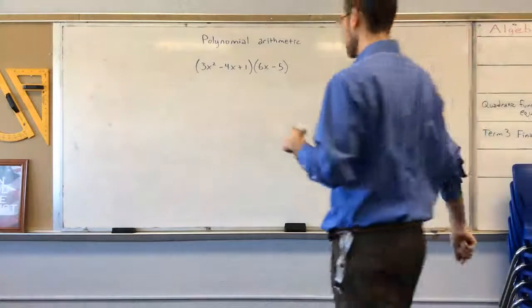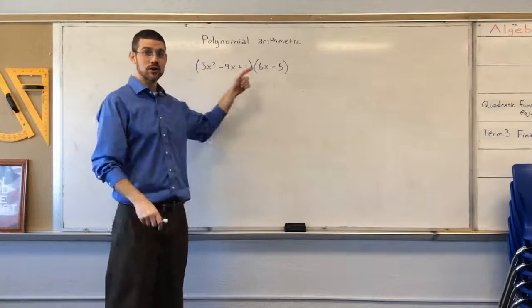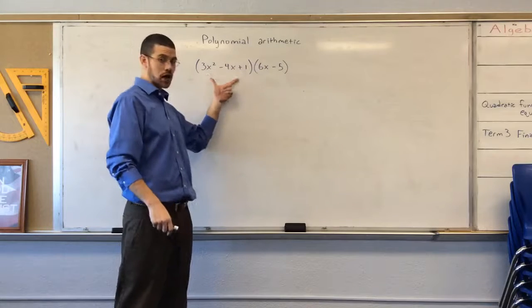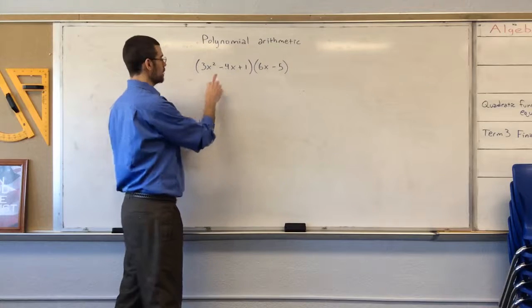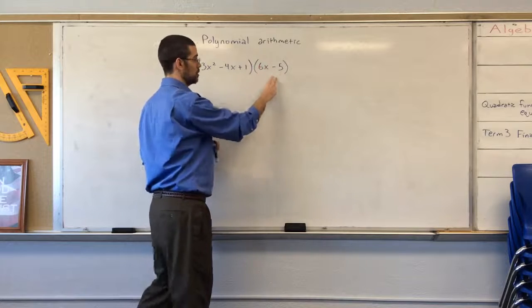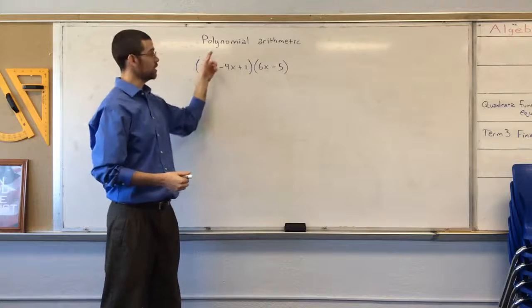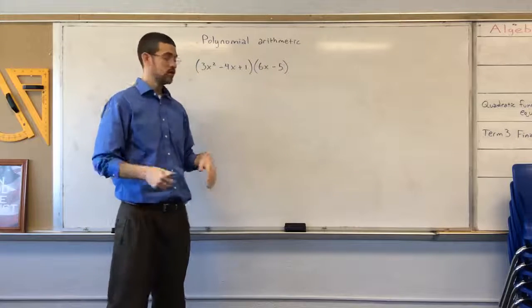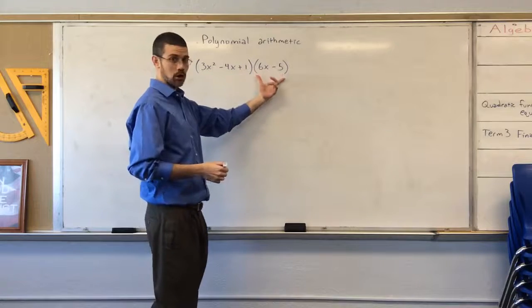All right, welcome back. For our next installment in polynomial arithmetic, we are going to multiply this trinomial times this binomial. This is a trinomial because it has 3 terms. This is a binomial because it has 2 terms. Generically, those are both called polynomials. Poly just stands for many, or any number that you have. So here's a polynomial times a polynomial.